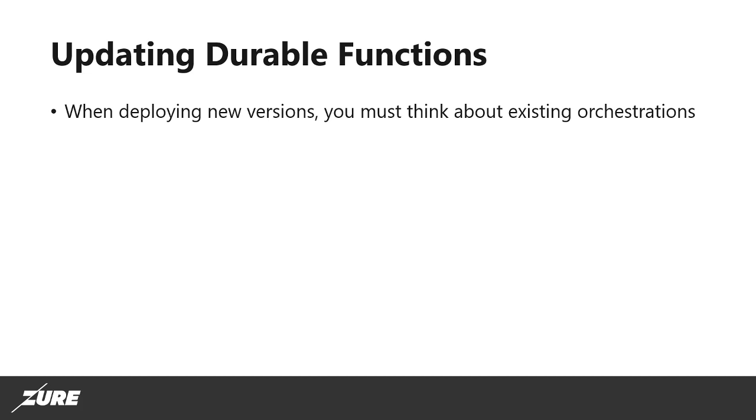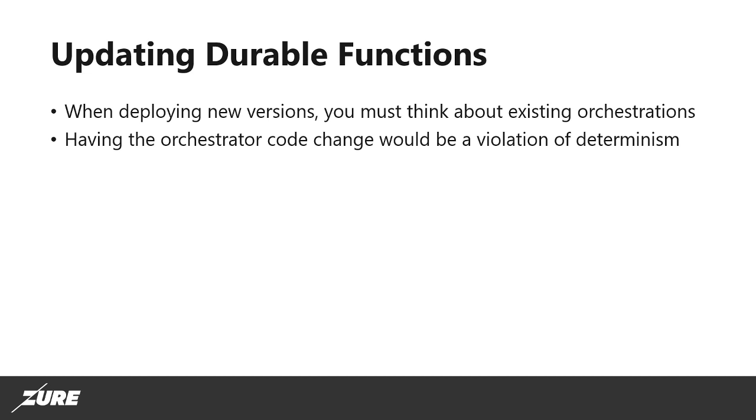Now, updating durable functions is one of the hardest things that there is. Because when you deploy a new version, you have to think about those already running orchestrations. So when you have an orchestrator function that's, for example, waiting for an event, it is going to continue once it receives that event. But if the code changes from underneath it, that's basically a violation of determinism, because now it's going to do different things and it's essentially going to run in a corrupt state.